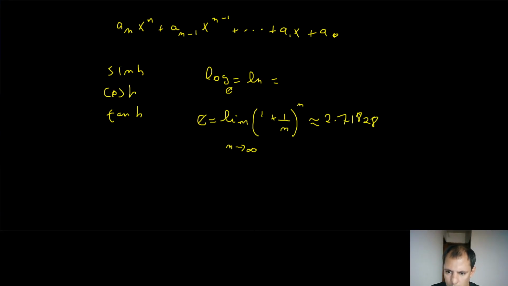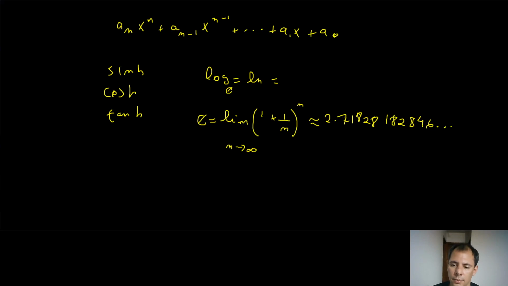This is an irrational number, and it's approximately 2.71828 182 846, but it keeps going, right? It's an irrational number, so it never repeats. The decimal places never repeat themselves, and they never end.